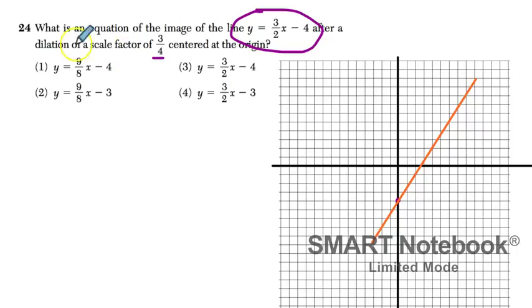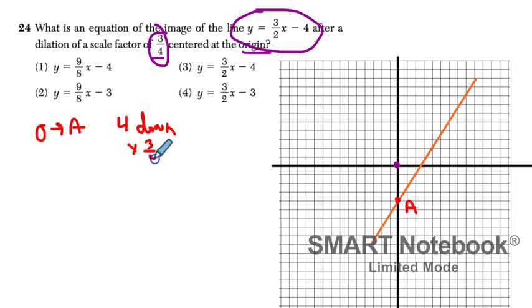Cool. I want to dilate it by a scale factor of 3/4 centered at the origin. So if I remember how to dilate correctly, I'm going to start at the origin, pick a point on the line, multiply it by my scale factor, and then regraph it. If I start at the origin, I think this is a nice easy point to go to. Let's call it A. That is 4 down. I'm going to multiply that by 3/4. You can use your calculator to do it if you're bad with fractions. 4 times 3/4 is 3. That means to plot A prime, instead of 4 down, I'm going 3 down.